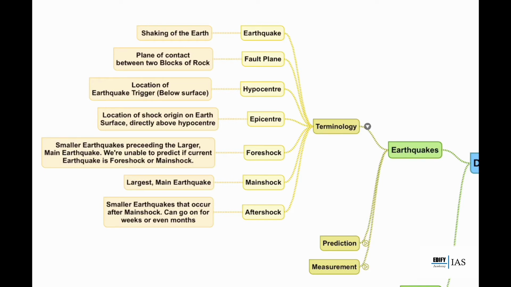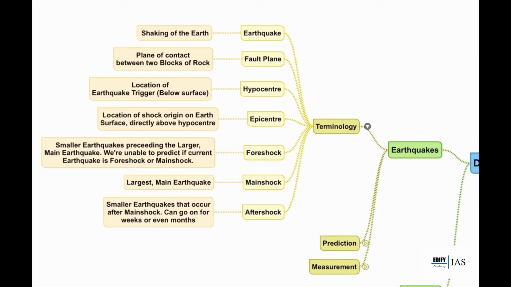So foreshock is a smaller earthquake that precedes a larger or main earthquake. The problem is our scientists are unable to decipher if this earthquake that has just occurred is a foreshock or a main shock, right? If it's a foreshock, we are able to tell the public that this is a foreshock, the main shock is yet to come and it will be more deadly, so kindly evacuate. But because we do not know if it's a foreshock or a main shock, we are unable to tell the public in time. So this is one of the problems that we are facing.